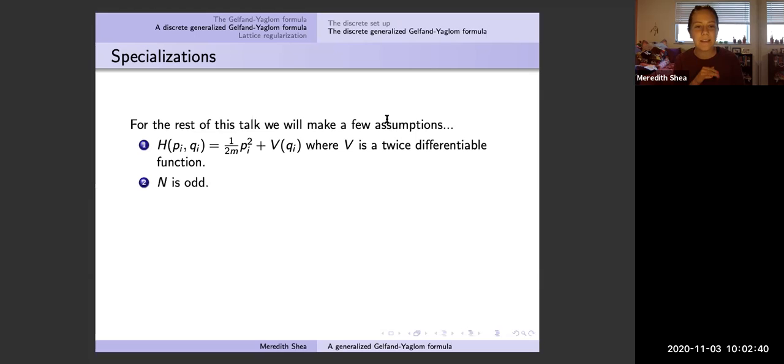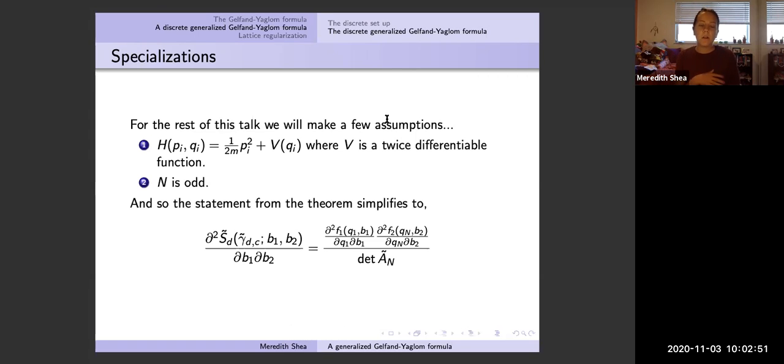The other thing is n is going to be odd when we care about n, I guess, because of that alternating sign. This gives us the positive convention. And so if we take these two things into account, the statement in the theorem simplifies to the following pretty nice expression. And this looks very similar to our first Gelfand-Yaglom formula. So I have the inverse relationship. The only difference here is I have these derivatives of f1 and f2 hanging around.